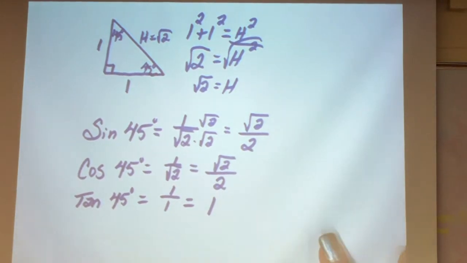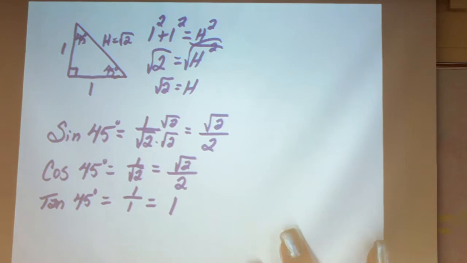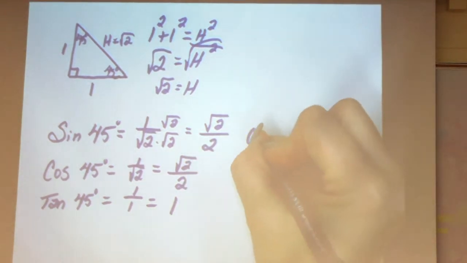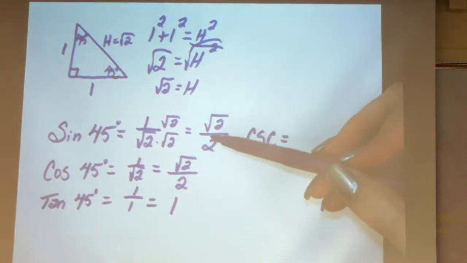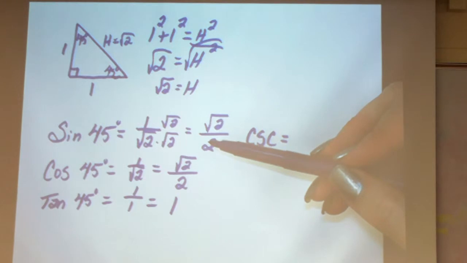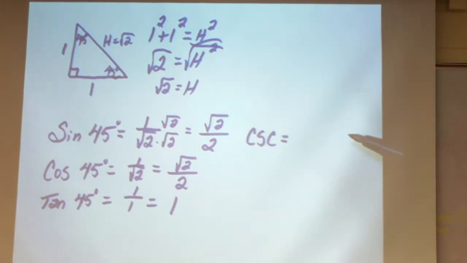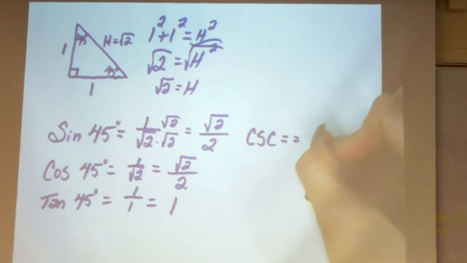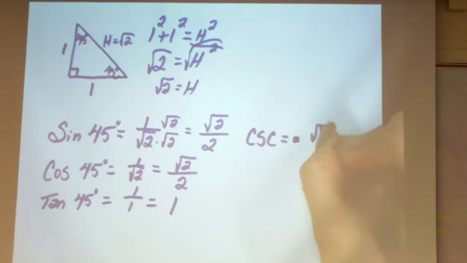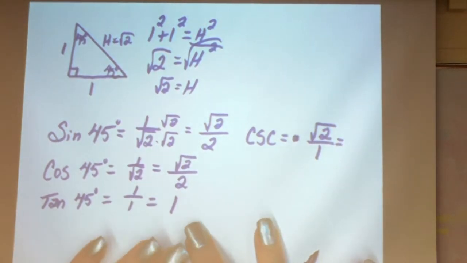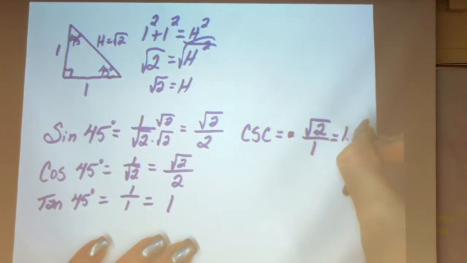Okay, now let's talk about the other three we don't normally talk about. Cosecant. Remember, cosecant is the reciprocal of your sine. So cosecant would be your hypotenuse over your opposite side. So for cosecant, we would have the square root of 2, which is our hypotenuse, over 1. Or just square root of 2. Or if you actually calculate that out, it's 1.414.